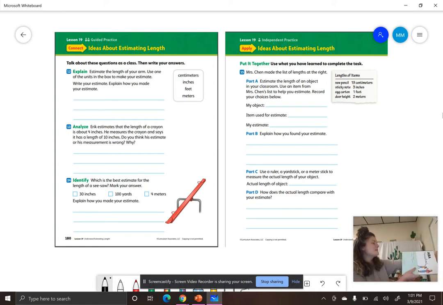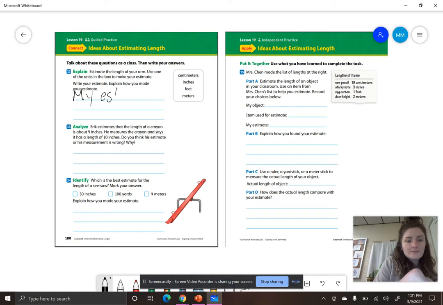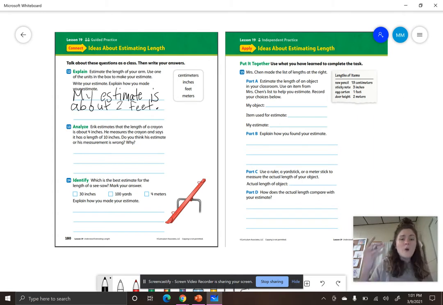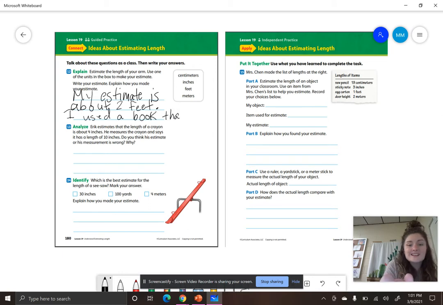So if I estimate, I would say my arm is about 2 feet long. So I'm going to say my estimate is about, I'm using that word about because I do not have an exact measurement, about 2 feet. What did I use to measure the length of my arm? I used a book that was about 1 foot to measure. So we can use different objects as units of measurement.